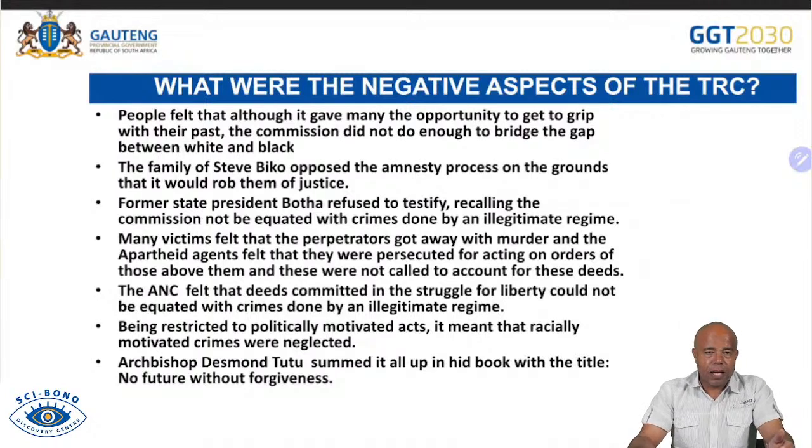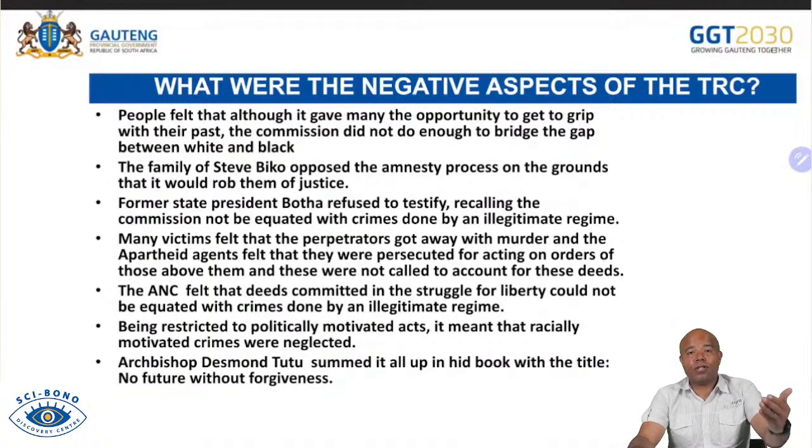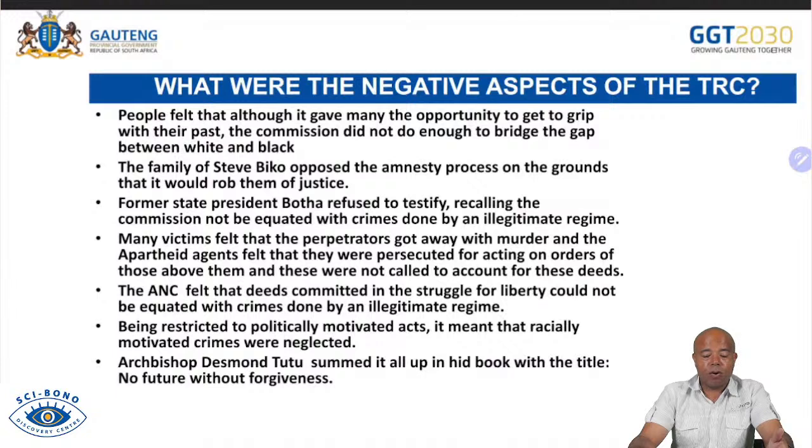Like, for example, some of the apartheid leaders felt that this was a witch hunt. Remember now, witch hunt is one of the words that's a concept, basically. Now, what is a witch hunt? Witch hunt means that they were pinpointing this blame on certain individuals. And what happened is, like you can see on the screen, former State President Botha refused to testify, calling the commission not to be equated with crimes done by an illegitimate regime, basically. So it means now that PW Botha refused to come to the TRC.